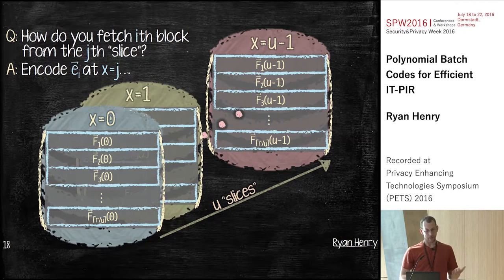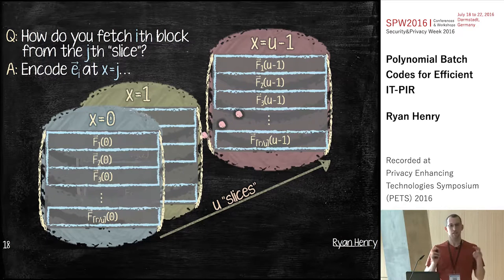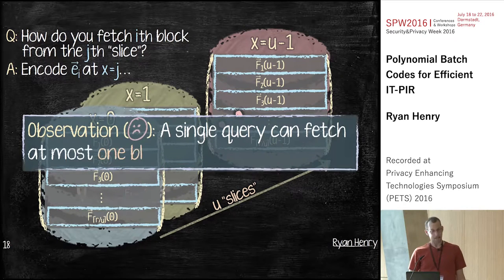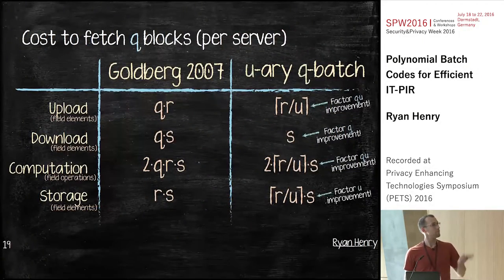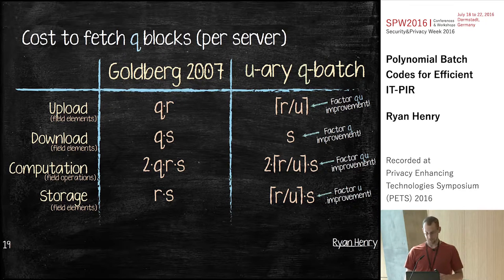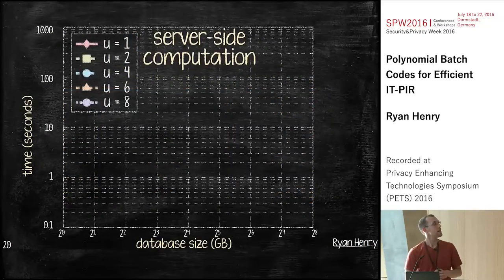And if you think about how you query this thing, well, if we want the ith block from the jth slice, the way we actually fetch that is we encode a particular standard basis vector at a particular x-coordinate. And the annoying observation that comes from this is we can't actually use one of these multi-block QBatch queries to fetch more than one block that come from the same slice, because we find ourselves in the impossible situation of taking two different basis vectors and encoding them at the same x-coordinate in our polynomials. So this occurred to us, and I went, oh, darn, that's unfortunate. But then I realized there's a very simple fix for this.